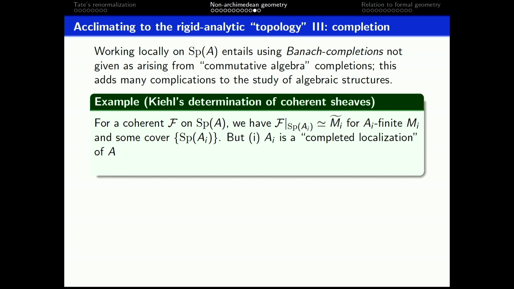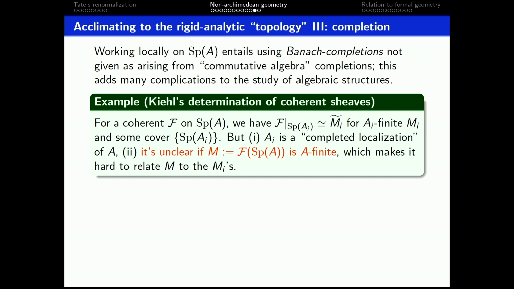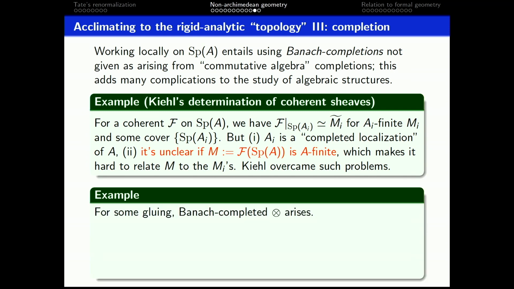And the problem is, first of all, these things are some kind of Banach completions of A, so it's hard to convert structures over here to structures over here. But more difficult is the fact that you don't know in advance that the global sections are finitely generated. So it's very hard a priori to relate these to these given modules at the local level. Anyway, Kiehl managed to overcome these, but as I said before, the proof of this is certainly much harder than in the algebraic setting.